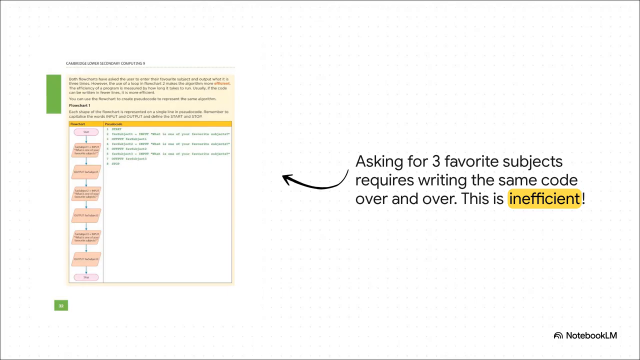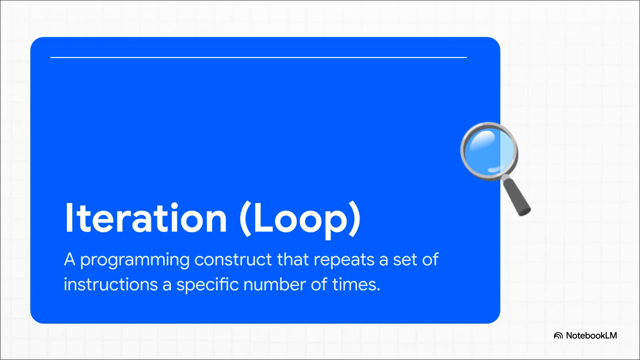So imagine our bot needs to ask for your top 3 favorite subjects. This flowchart, it works, sure, but man, is it clunky. We're literally using the same ask for input and show output blocks 3 separate times. It's so repetitive and just inefficient. There's gotta be a better way, right? Of course there is, and it's one of the most powerful ideas in programming.